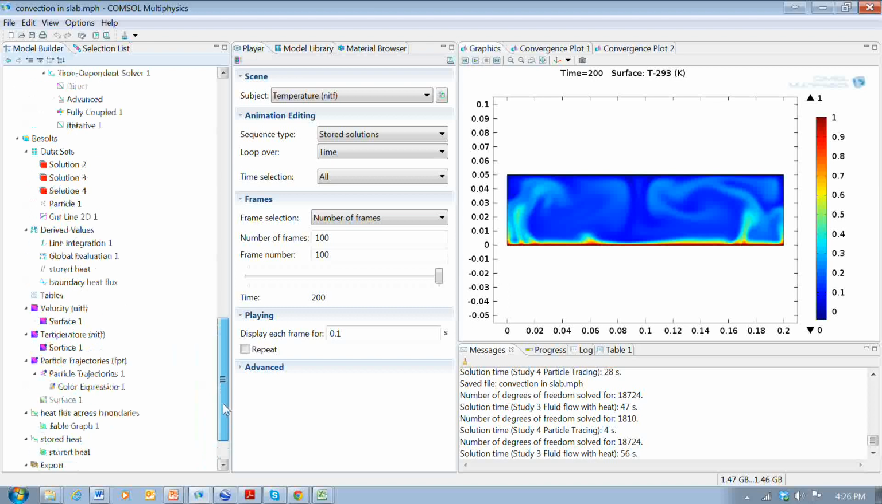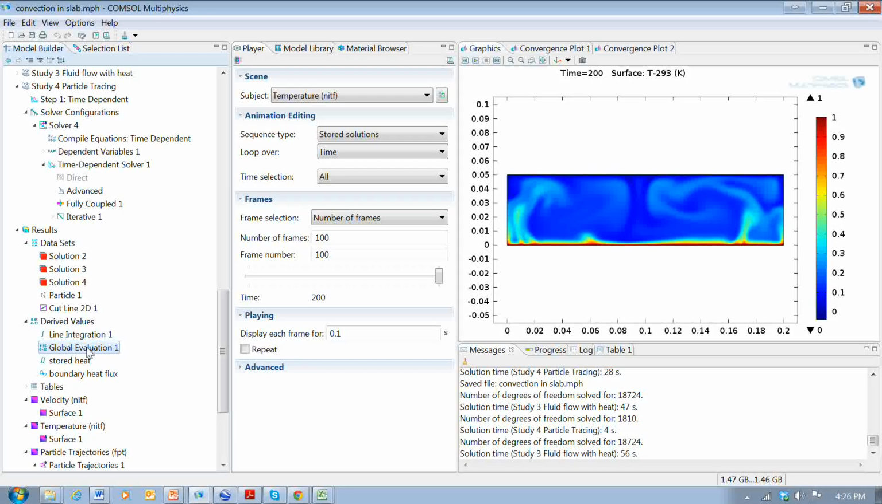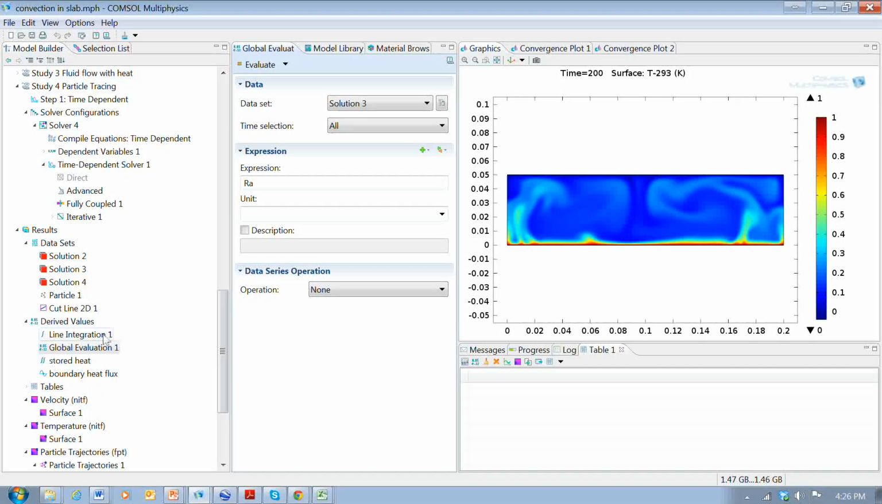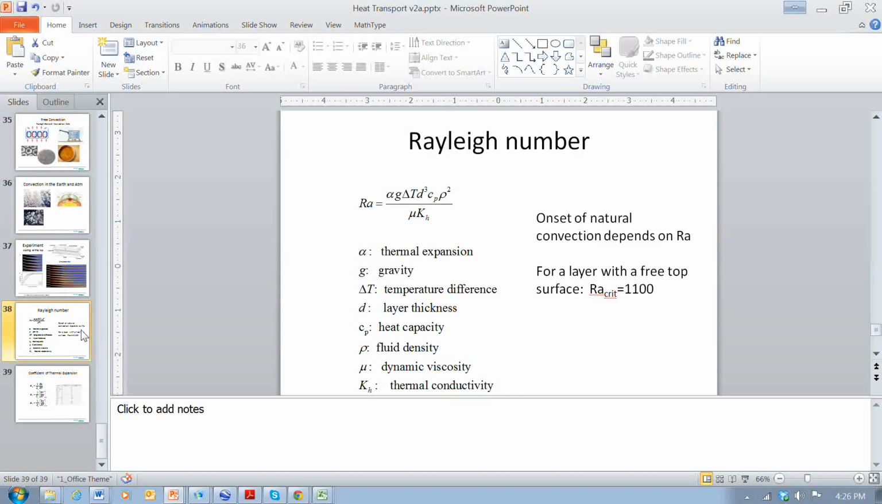But if we go ahead and calculate the Rayleigh number, I set up this global evaluation to calculate the Rayleigh number, and the Rayleigh number is actually 1 times 10 to the 6th. So what that means is that the Rayleigh number is here. If it's basically 1,000 times more than what you need for the onset of convection in this system.